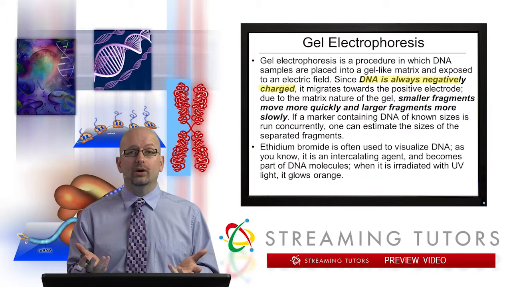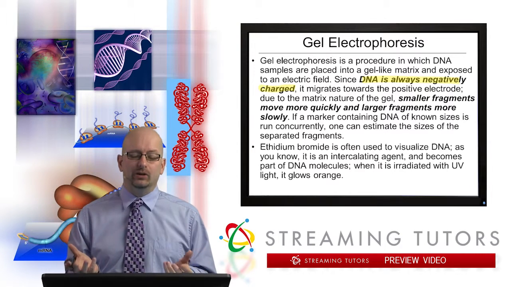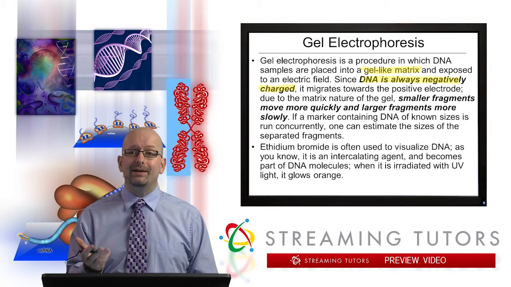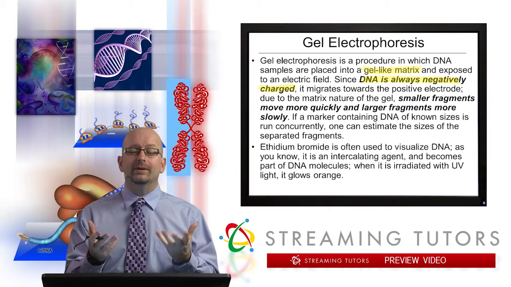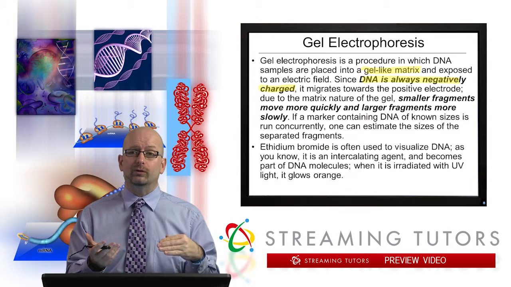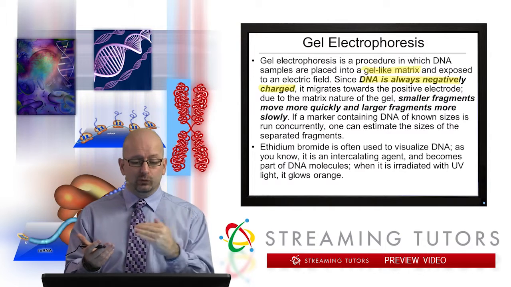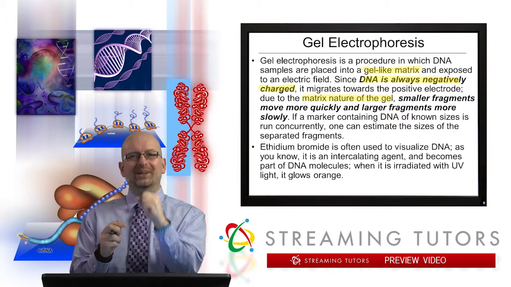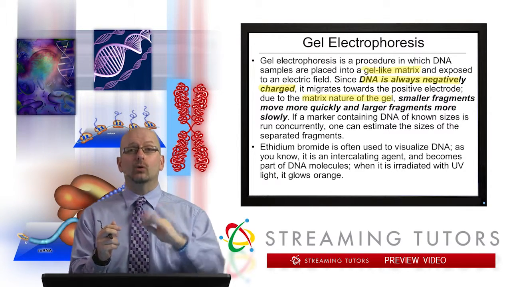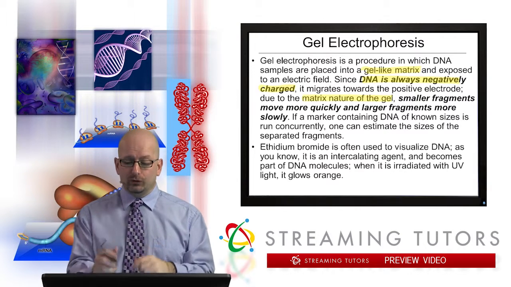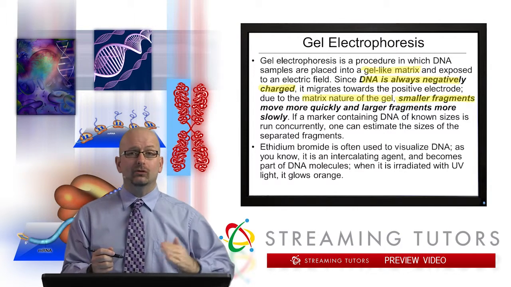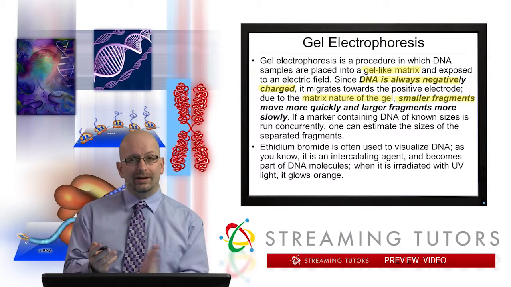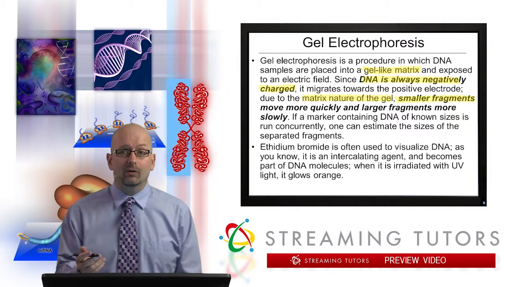Now, if you just put them in water and did that, they'd migrate, but it wouldn't do you any good because you couldn't see them. So you make this gel, and it really is like gelatin. It's a matrix. You put the DNA in that gel and expose it to an electric field. The fragments will start moving, but because of the matrix nature of the gel, if you could shrink down and look at the gel, you'd see that there are little holes in it. It's like a porous solid. So the beauty of this is that small fragments can travel relatively quickly through this maze, whereas larger fragments take a little longer because they have to snake their way around.